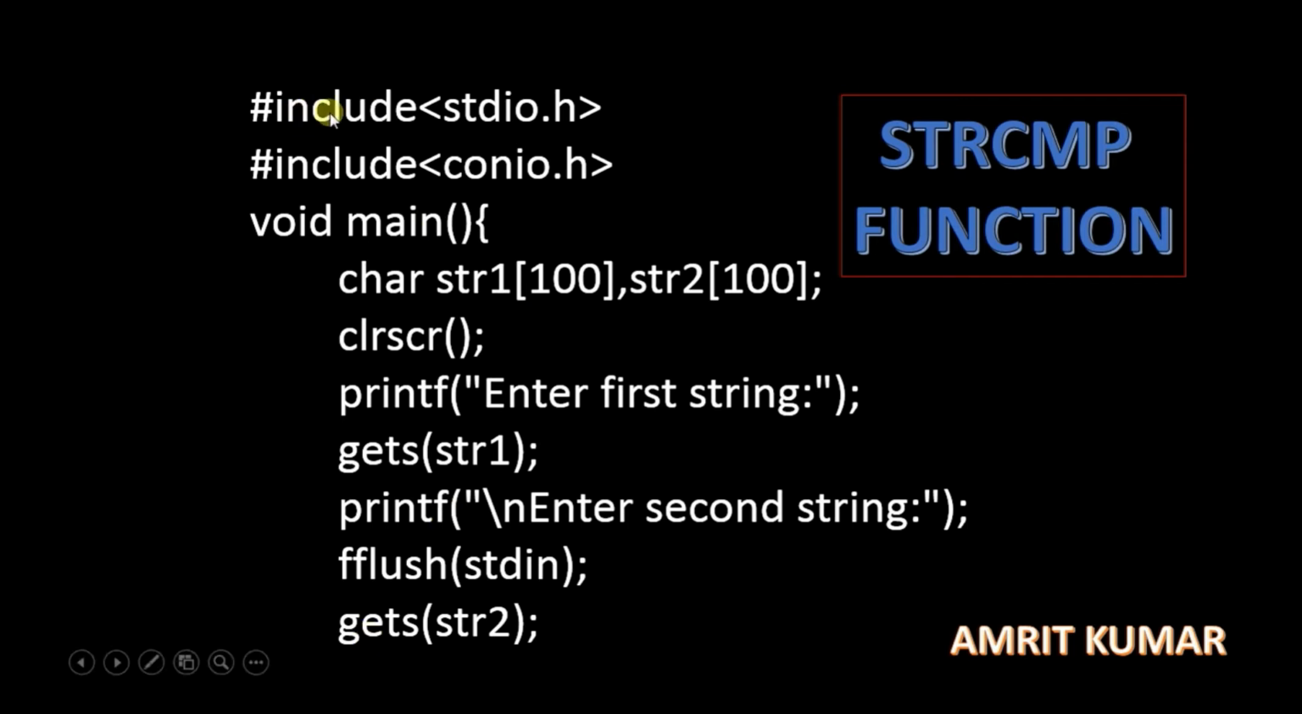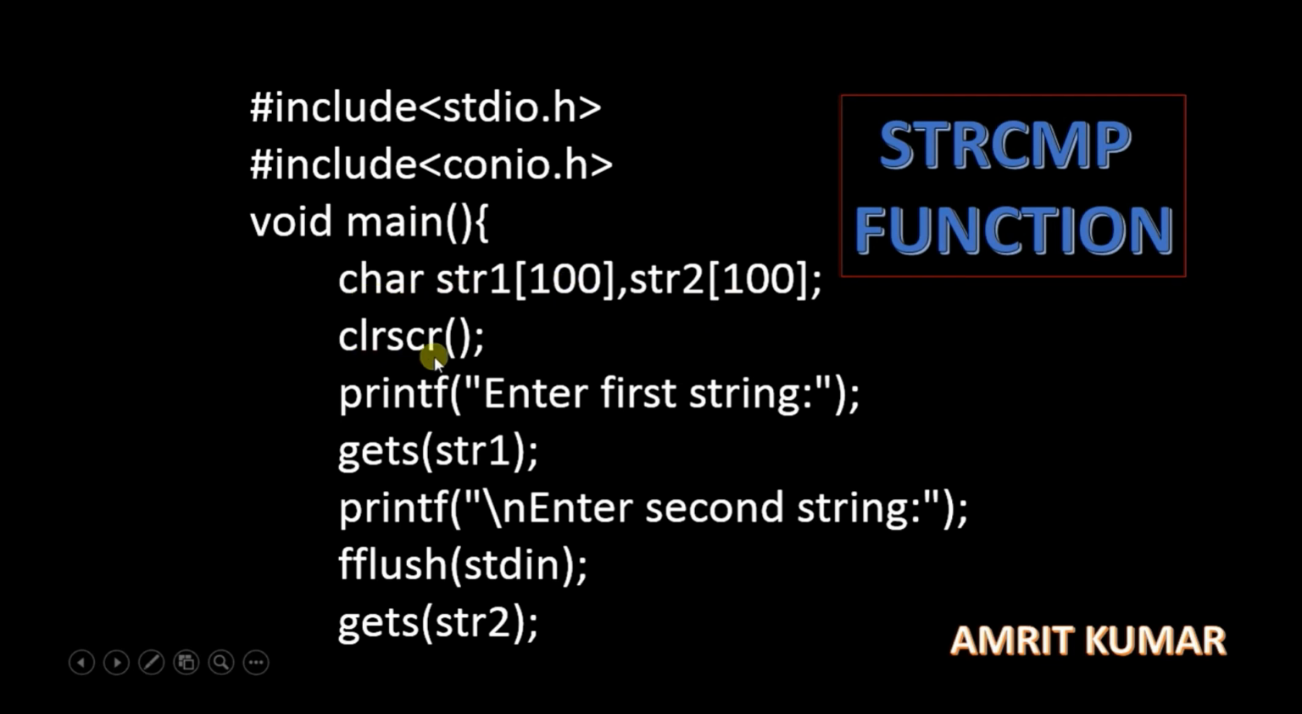Here we have #include <stdio.h> and #include <conio.h>. stdio stands for standard input output header file and conio stands for console input output header file. These are the two header files I have declared. After this, I am using the main function, which is going to return void, meaning it is not going to return anything. Inside main, I am using two arrays, str1 and str2, of size 100, which carry the character data type.